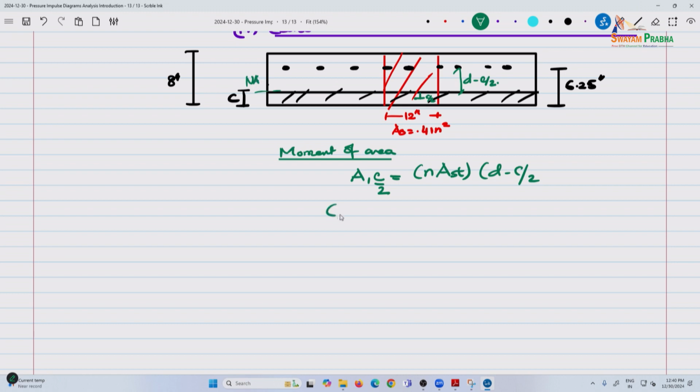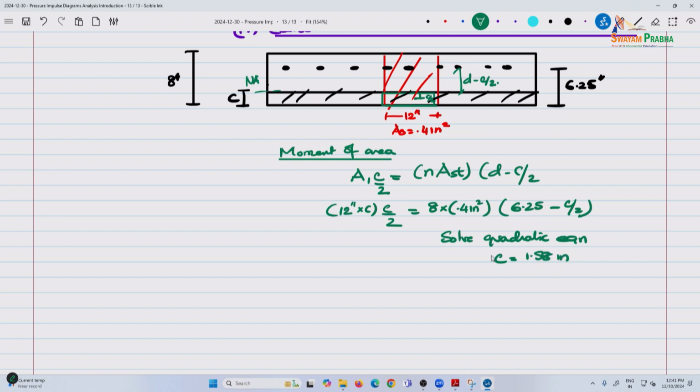So, here A1 is 12 inches multiplied by C. So, that is 12, this area, the green area. 12 times C multiplied by C by 2 is 8 times 0.4, like D is 6.25 minus C by 2. So, I will skip this step, solve the quadratic equation and you get C is equal to 1.58 inches.